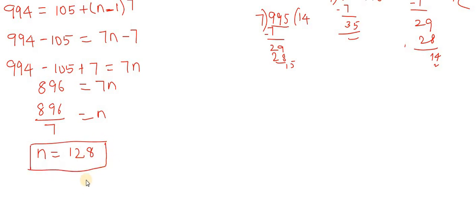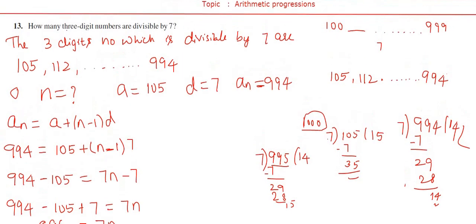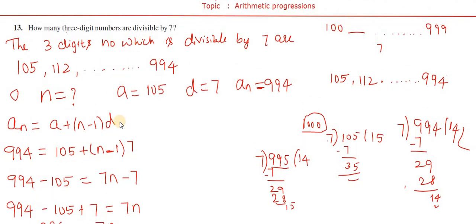So 128 is the answer. Therefore, the number of three-digit numbers which are divisible by 7 is 128. I hope all of you understood. Okay, shall we move to the next problem?